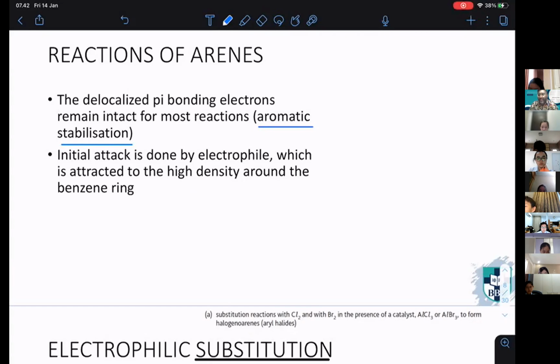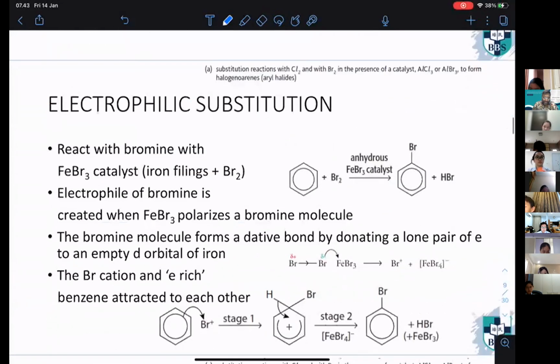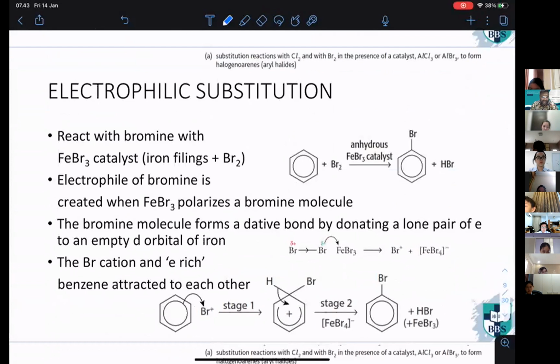Why? Because the benzene ring contains a lot of electrons, so there is a high density of electrons around the benzene ring. So of course, it's going to attract electrophiles. So if you look over here, we actually went through the reaction, the electrophilic substitution reaction. So why is it a substitution reaction?